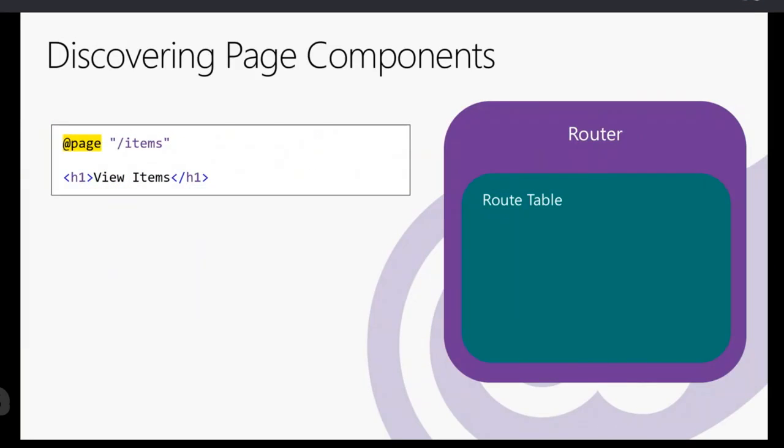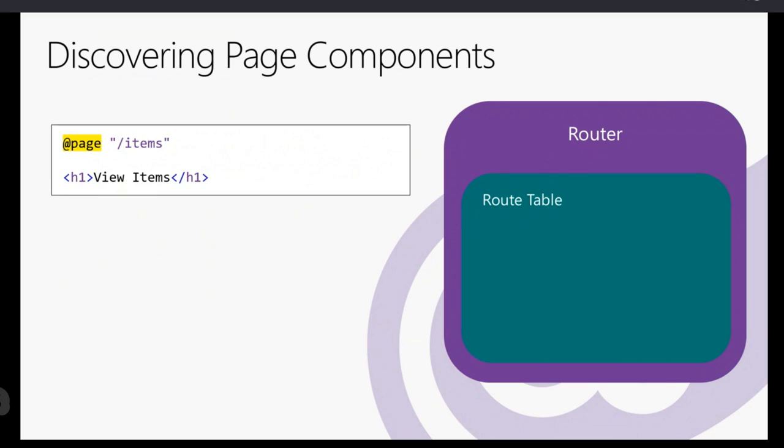So I mentioned a second ago that Blazor's router scans the assembly we give it to discover page components. But how does it actually discover these page components? How does it know what they are and identify them? In order to make a regular component into a page component, we use the page directive, which you can see in the top left of the slide here. The second part of the page directive is the route template that this particular component will handle. So this component here would be loaded whenever we went to the items route.